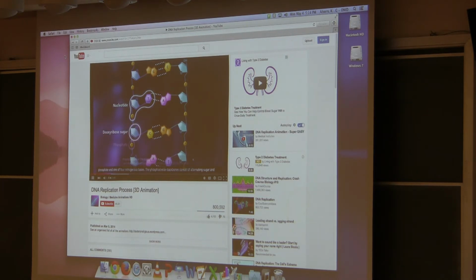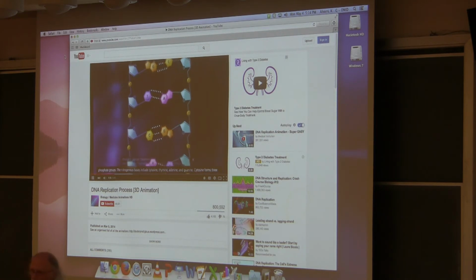DNA ligase is used any place where there are two pieces of DNA to be put together. So it's mostly on the lagging strand, yes. Okay? Mostly on the lagging strand.